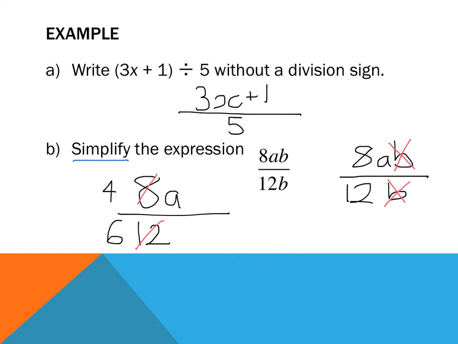Are there any more numbers that go into 4 and 6? Oh, 2 does, doesn't it? 2 goes into 4 twice and into 6 3 times. If you're a clever cookie, you would have also noticed that 4 is the common number. 4 goes into 8 twice and into 12 3 times. If you could do that in one step, that's really awesome. So what am I left with? I've crossed out those things, so I'm left with 2a divided by 3. I'm not solving anything, I'm only simplifying. And that's it, guys. That's multiplying and dividing and doing other operations in order to simplify expressions.